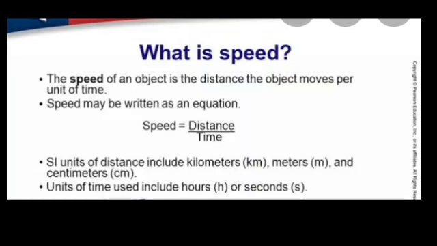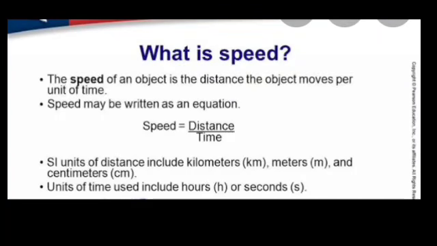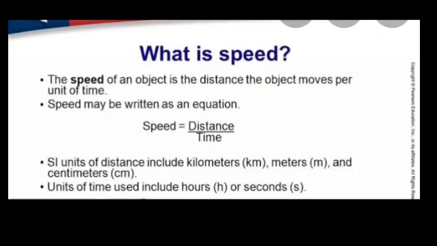Suppose a car travels a distance of 100 km in 4 hours, then the speed of the car is given by speed is equal to 100 km upon 4 hours. Then we divide 100 by 4, so speed is 25 km per hour. The units of distance include kilometers, meters and centimeters. The unit of time used includes hour or seconds.